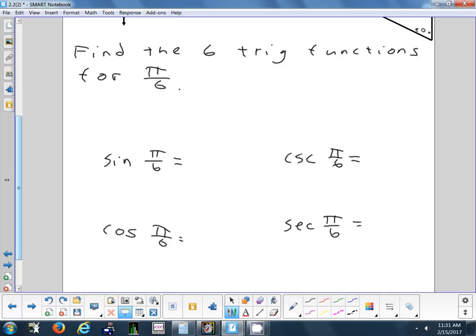Now, in the past, some people have suggested doing something with this, and if you want, you can do that. What have we done in the past when we had something like pi over 6? Yeah, we've changed it to degrees, just because a lot of times people can visualize degrees in their head easier than radians. What's pi over 6 as a degree? 30.